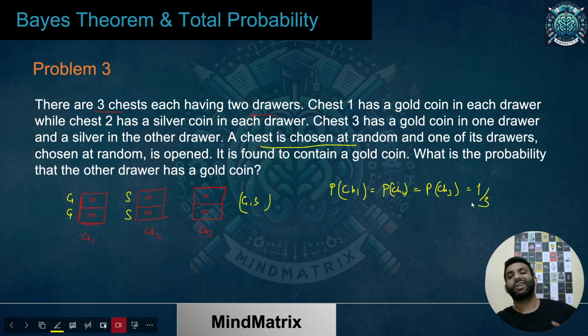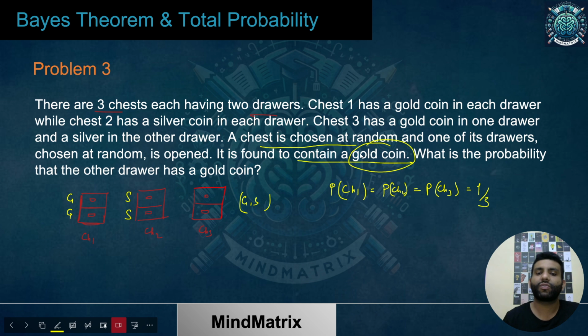Now a chest is chosen at random and one of its drawers is chosen at random. First we choose a chest at random, and then once we have picked up the chest, we pick up a drawer randomly, any drawer, either the first or second. Then when I opened it, it is found to contain a gold coin. Let me mark these: this is, let's say, D1, this is D2, this is D1, this is D2, this is D1, this is D2, because we will be needing some kind of notation to understand.